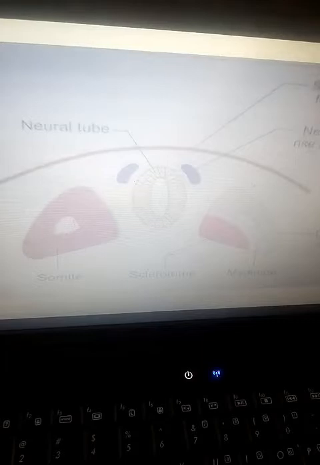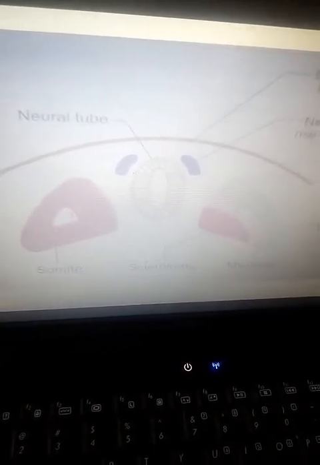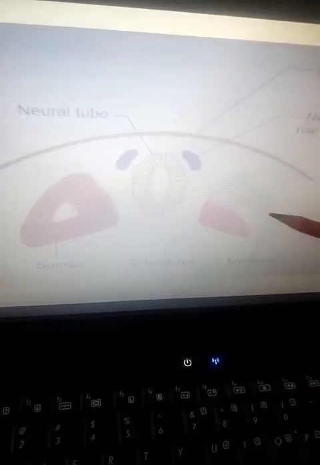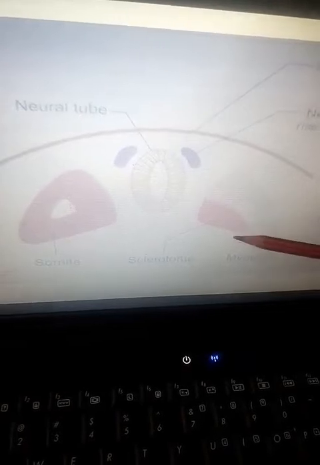The dermis of the limbs: where does the dermis of the limbs come from? That arises from the lateral and ventral aspect of the trunk, and the dermis of the limbs and the lateral and ventral aspect of the trunk.